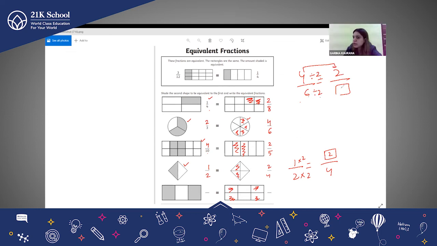No, you are multiplying, Atreya. We have to divide. Oh, it's a division. So 6 divided by 2 is 3. So that was the fraction, 2 by 3 is equal to 4 by 6.